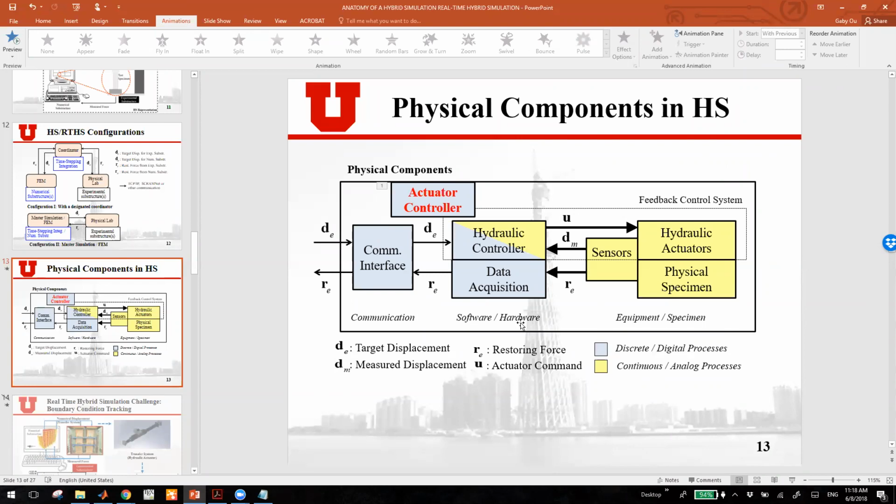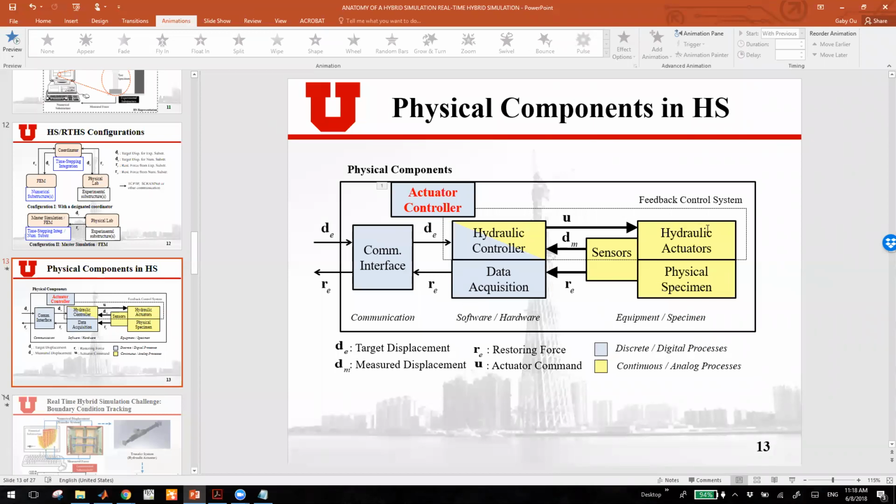But the physical component is more or less standard, because you need to start with the communication interface. As I mentioned, you need to send the information back and forth between your physical components and your numerical components. And then in your physical component, you will have the hydraulic system, which I mentioned is the hydraulic controller, such as the MTS controller, which will send your displacement to the hydraulic actuator. And then they will have an internal feedback loop to make sure the displacement you sent is exactly as you want, as this target displacement.